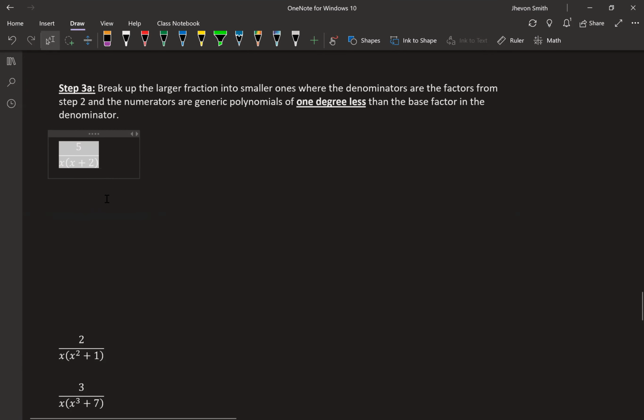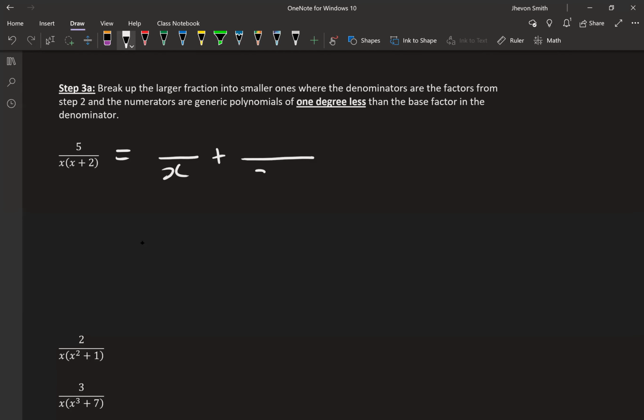Okay, so here is a situation. This is a proper rational function. Notice that the denominator is factored. So now I'm in the situation where I come from step 2. What to do? You're going to break this up into smaller fractions where the denominators are each factor. The factors here were x and x plus 2. Those are going to be the denominators of the smaller fractions. What should the numerators look like?